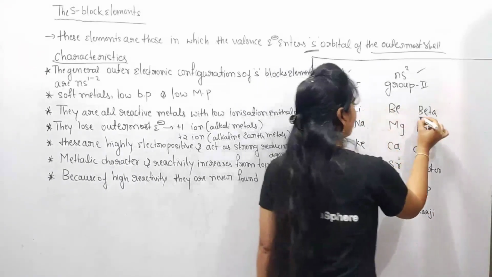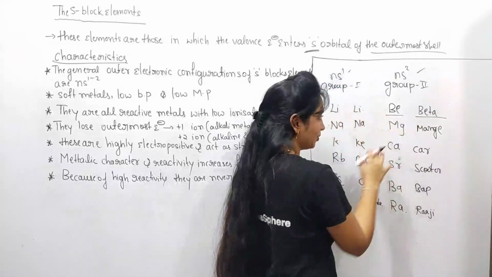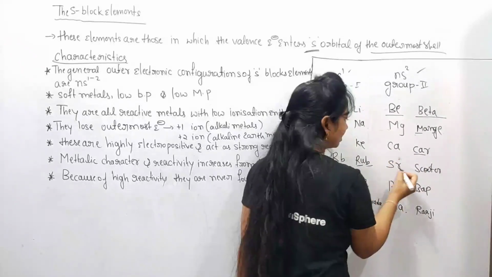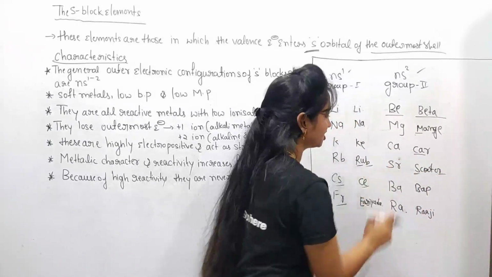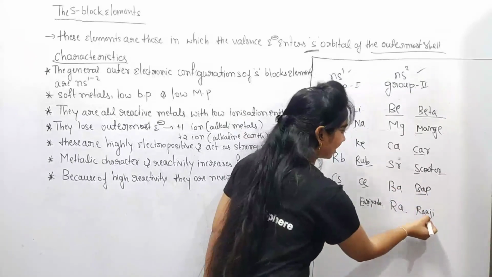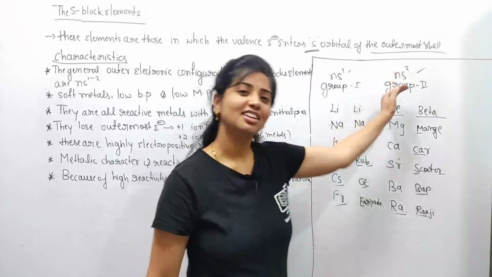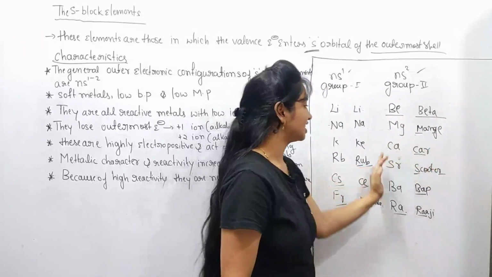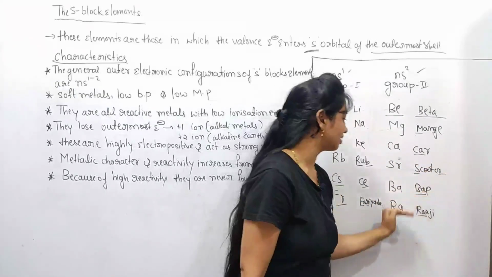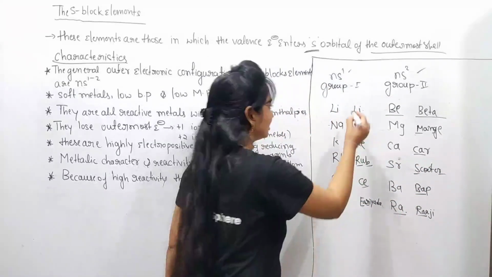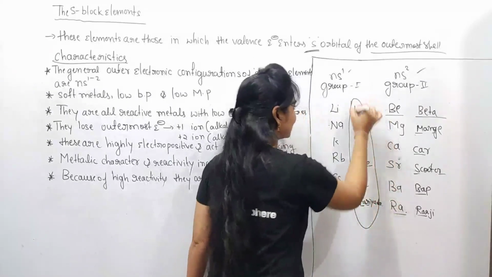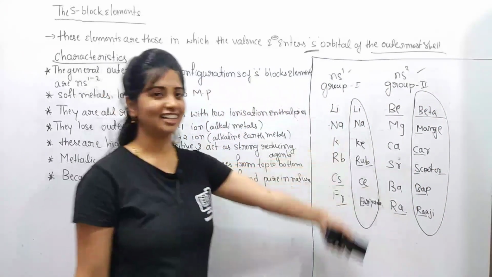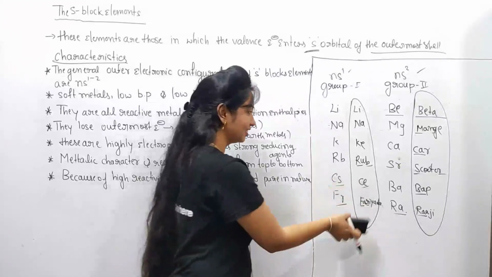From beta take B, beryllium, mange magnesium, car calcium, scooter strontium, baap barium, raji radium. So beta mange car, scooter, baap raji: beryllium, magnesium, calcium, strontium, barium and radium. So by this funny sentence, we remember the group 1 and group 2 elements. I hope you like this trick.